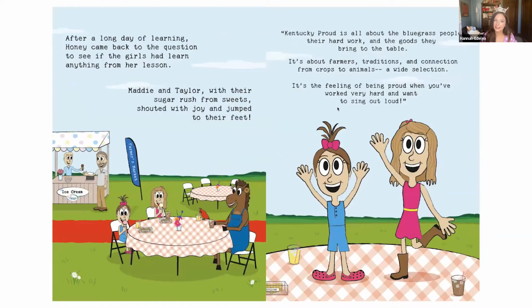After a long day of learning, Honey came back to the question to see if the girls had learned anything from her lesson. Maddie and Taylor, with their sugar rush from sweets, shouted with joy and jumped to their feet. Kentucky Proud is all about the Bluegrass people, their hard work, and the goods they bring to the table. It's about farmers, traditions, and connection. From crops to animals, a wide selection. It's the feeling of being proud when you've worked very hard and want to sing out loud.